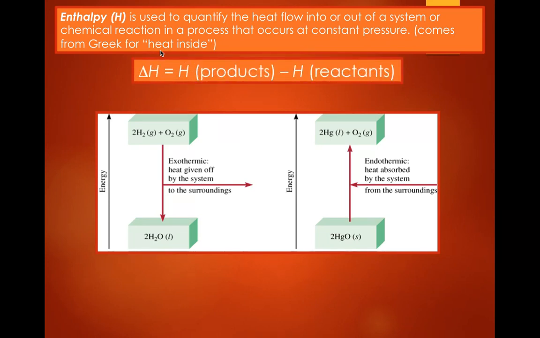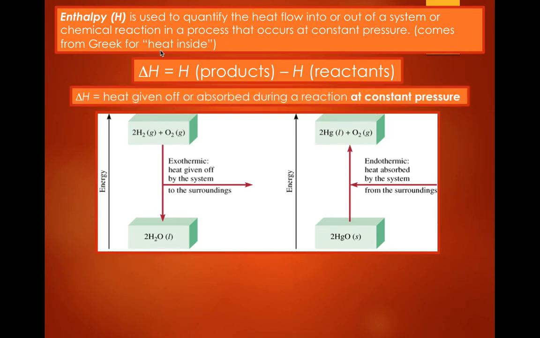So the change in enthalpy equals the enthalpy of the products minus the enthalpy of the reactants. It's not that hard. You can do it. Delta H is the heat given off or absorbed during a reaction at a constant pressure. We're not really going to worry about if the pressure changes, okay? That's not what we're doing here. That's harder. We don't care about that.